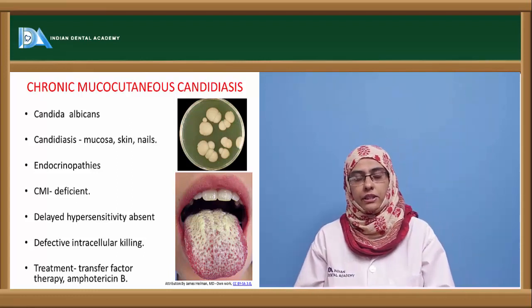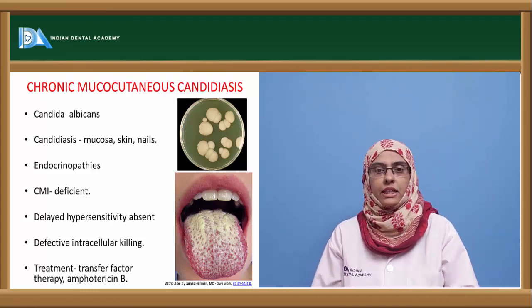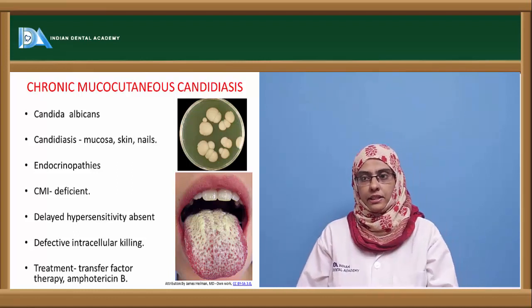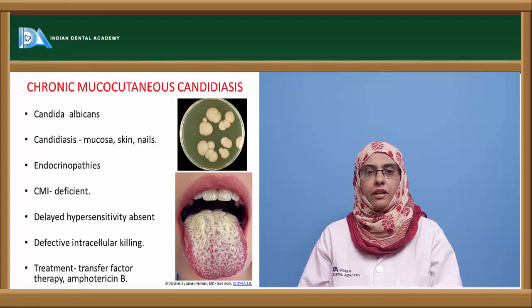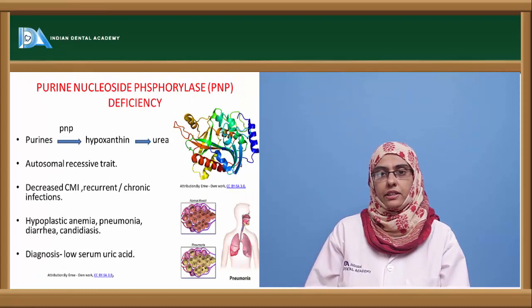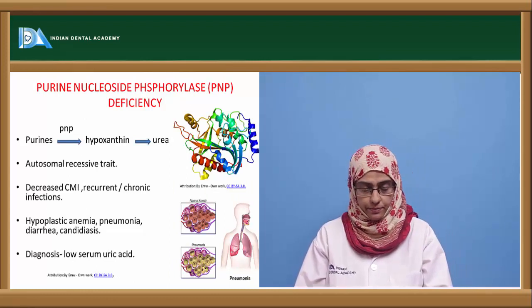Now, when there is a decrease in the phagocytosis, you cannot see the intracellular killing of this particular organism, and the treatment for this type of disease is transfer factor. Transfer factor is nothing but transferring with the T cells. So transfer factor therapy can be given along with amphotericin B to treat different kinds of infections caused by bacteria and viruses.